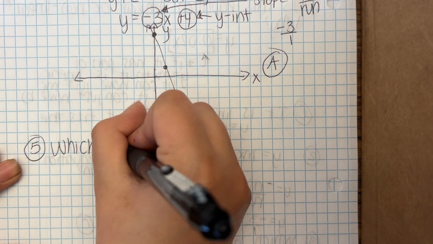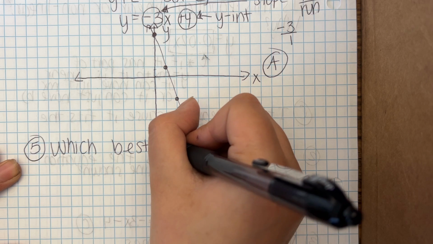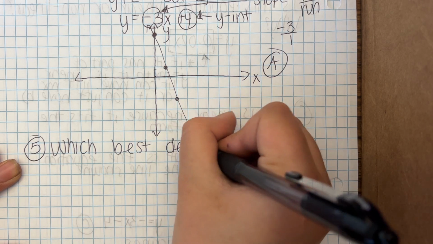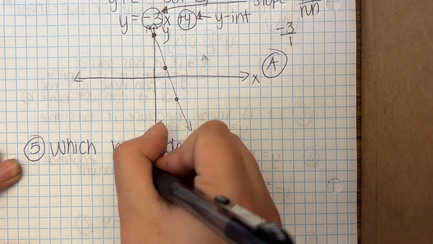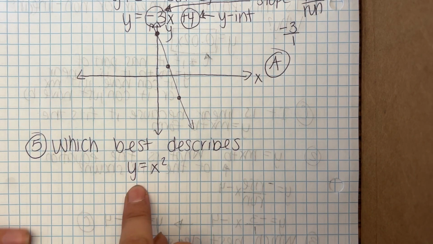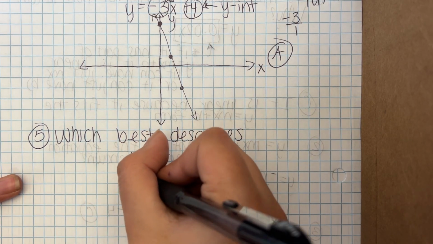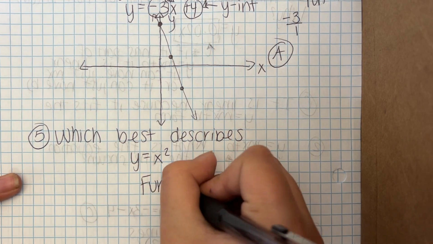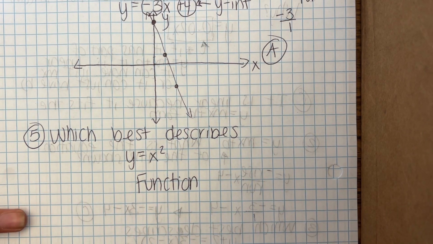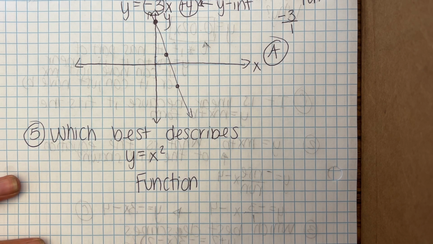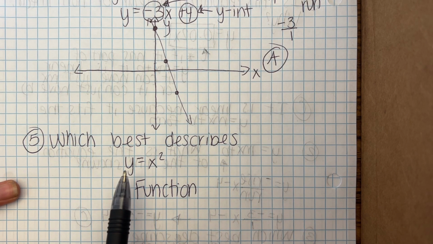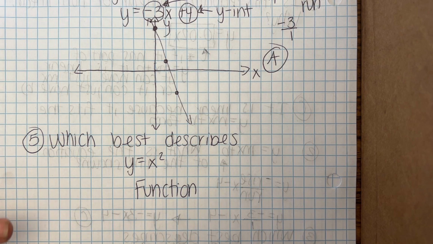Write down the question. Which best describes y equals x squared? So we know that it's a function, right? Okay. And how do we know if it is linear or nonlinear? Remember, we had to see if it's set up in y equals mx plus b form. It has the x, but there's something totally different about it.